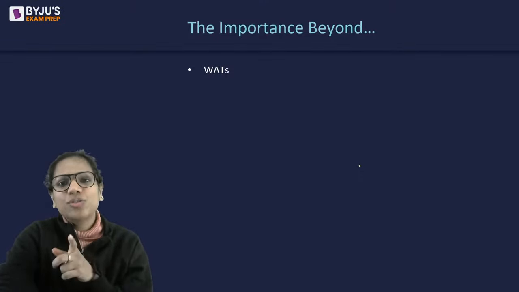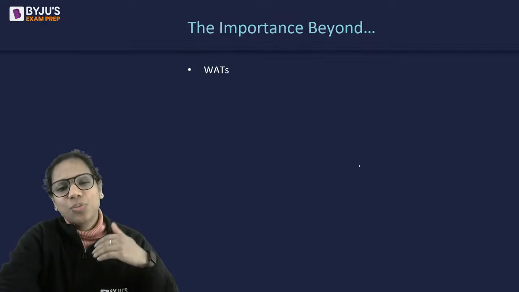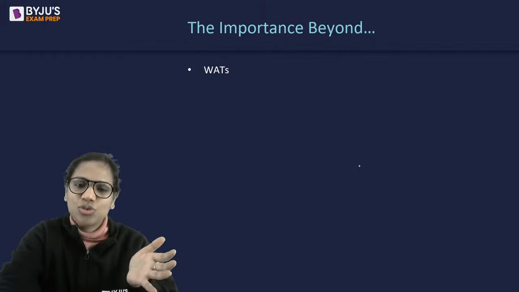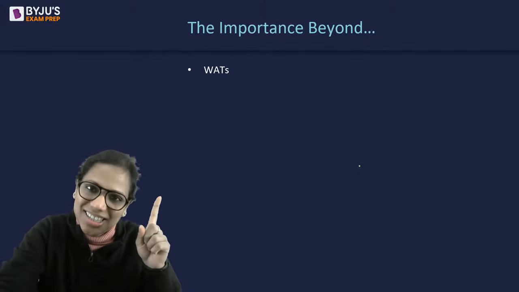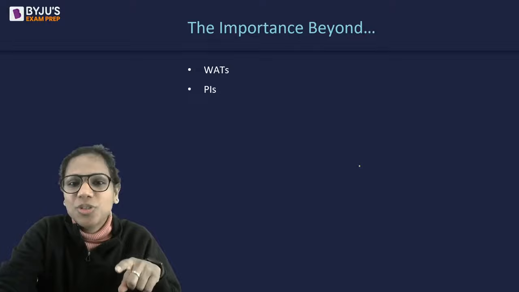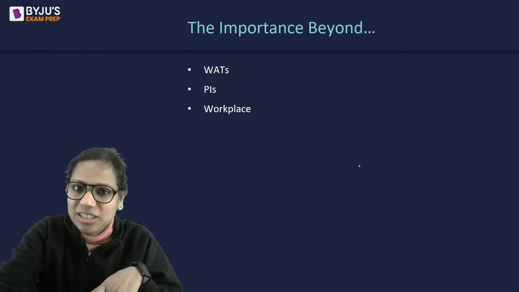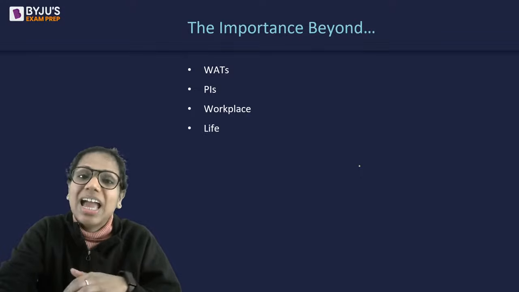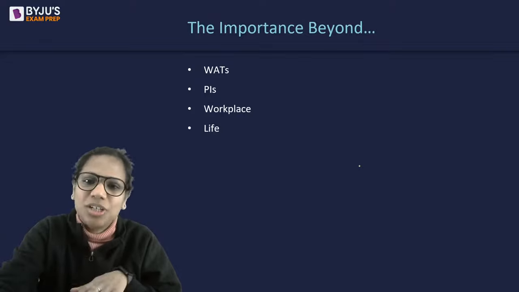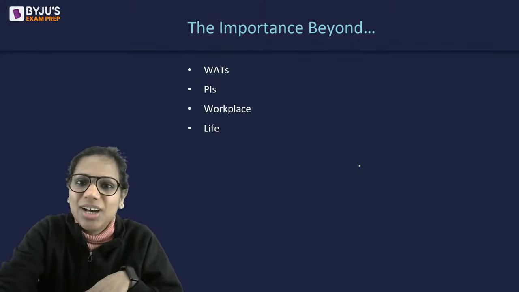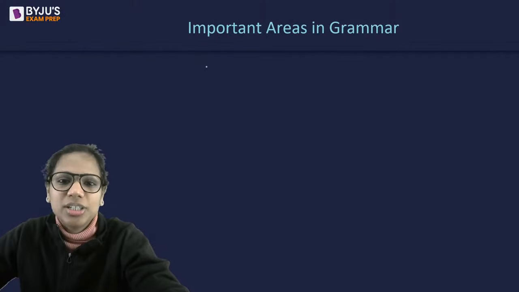So the importance of grammar for CAT and NMAT you've just seen. Just want to establish that grammar is important for a broader picture also. It will help you in writing your WATs, in writing your essays in Stage 2. Then it will help you in your personal interviews. It will help you at your workplace to become a better, more effective communicator, and in life also, right? Whenever you are communicating with anybody, even at a personal level. Okay, so important areas in grammar, I think, are now clear to us.